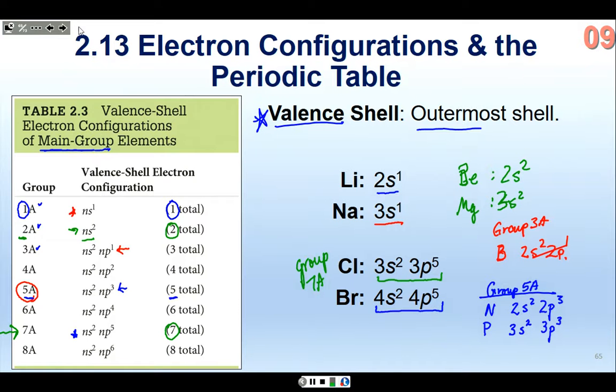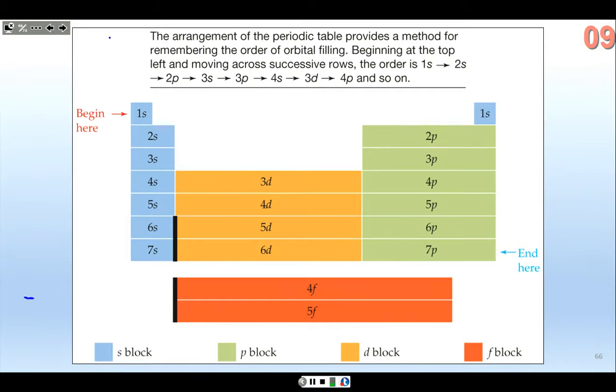All right, so we could do all the ones in between, but I think you kind of see the pattern. Here is where the periodic table is your ally in understanding the organization of the electron configurations. Thankfully, the arrangement of the periodic table is positively slick. It gives us a method for remembering the order of orbital filling, because if you go from the top left and move across successive rows, one atomic number greater at a time, you get the correct order of filling of subshells. So follow this pattern and see where it goes.